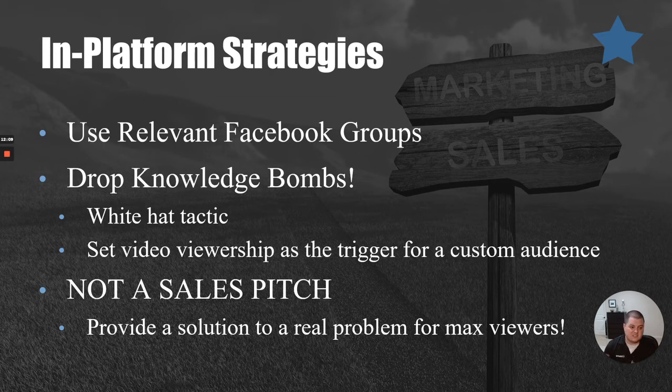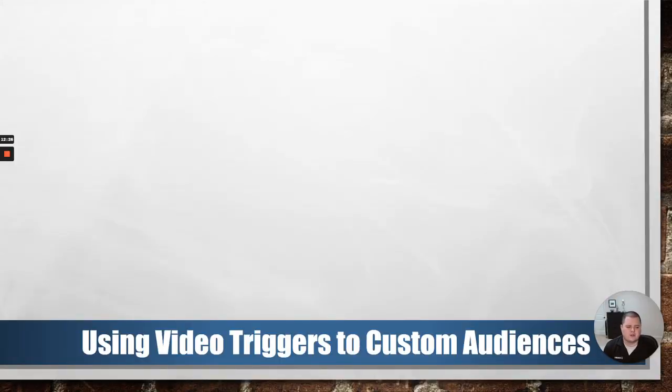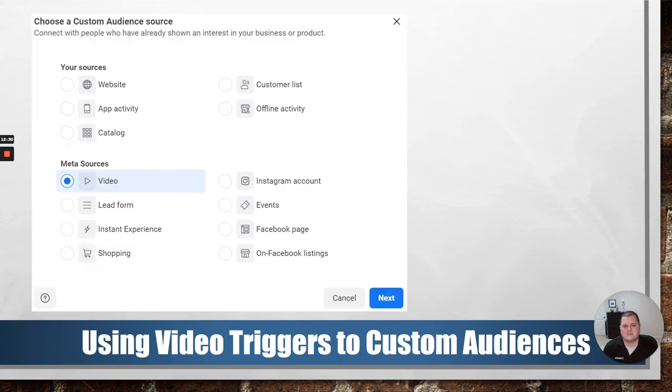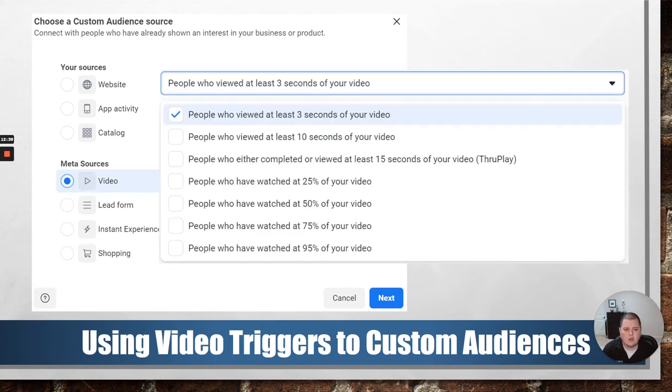So we're going to drop these knowledge bombs as a video, and the video is not going to be salesy at all. I normally do it from a generic Facebook page, and that's going to drive maximum amounts of viewership. And then we're going to use those video triggers to place these people into a custom audience. And it's really simple. When you go into your business manager and you're setting up a new custom audience, you simply choose video from the sources, and then you set your viewership. You select your videos, and then you can say people who watch at least whatever percent.